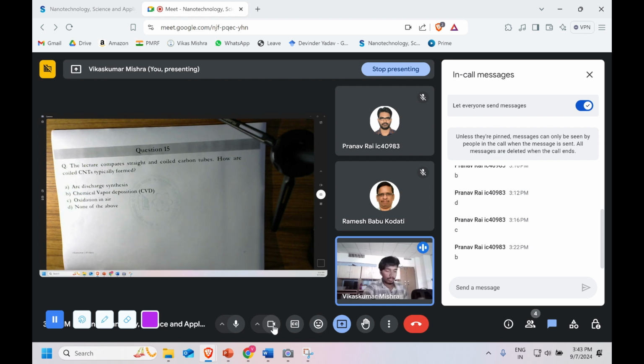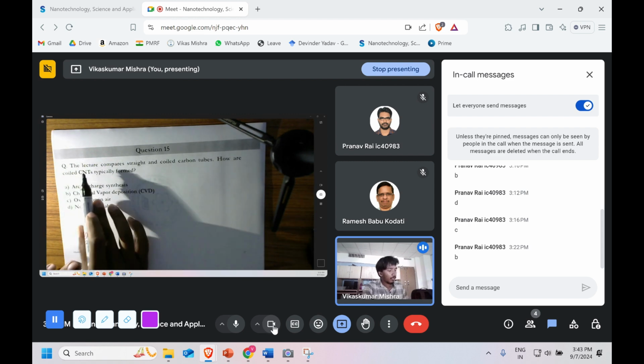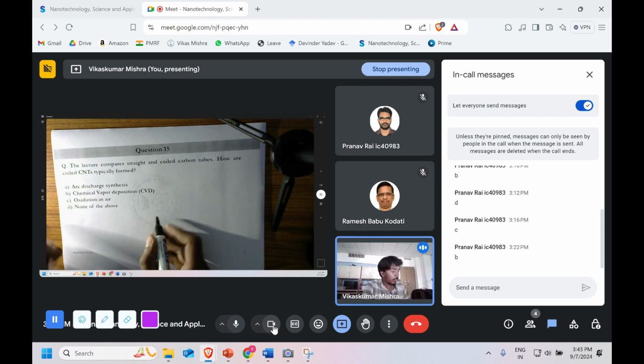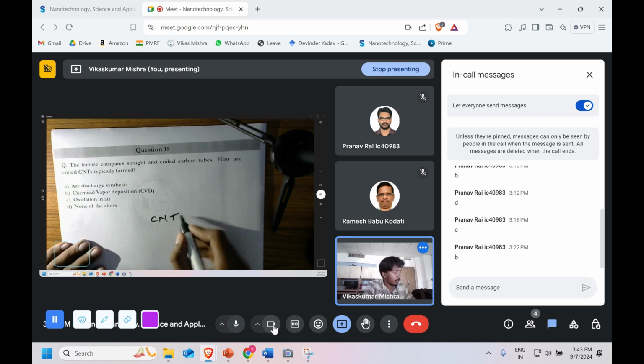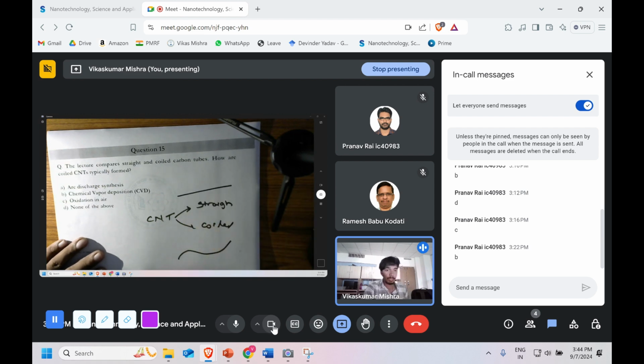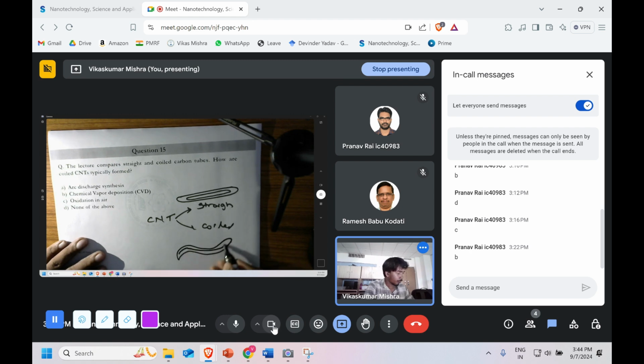Now, this question is being answered in the lecture. The lecture comprises straight and coiled carbon nanotubes. We have seen the CNTs, and we have seen the types: it will be straight or it will be coiled. Coiled means it will go something like this. Straight means the CNT will remain straight as it is. Again, it will have some thickness, and the same for the coil also.